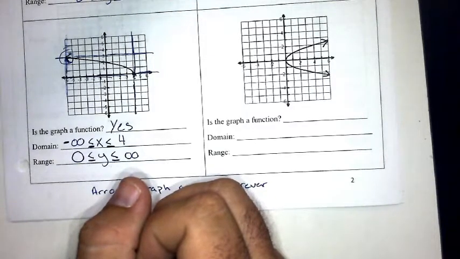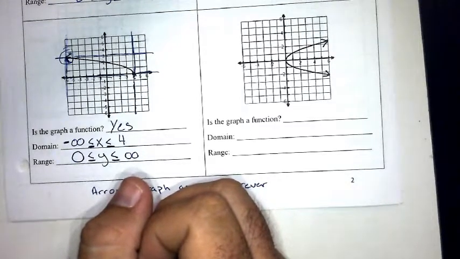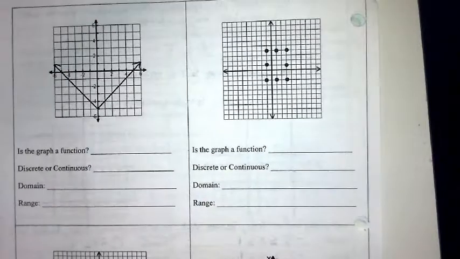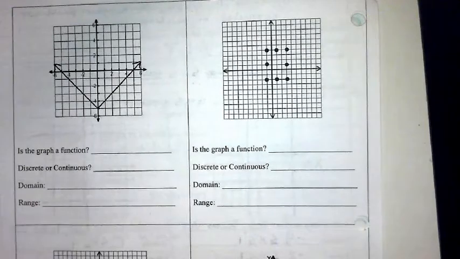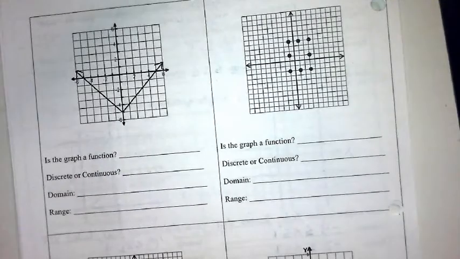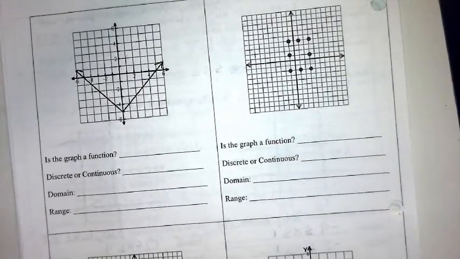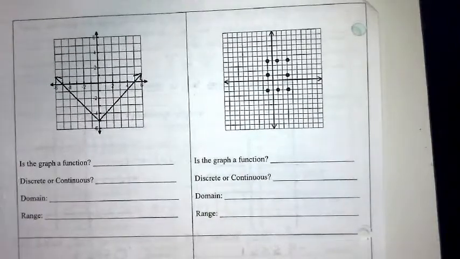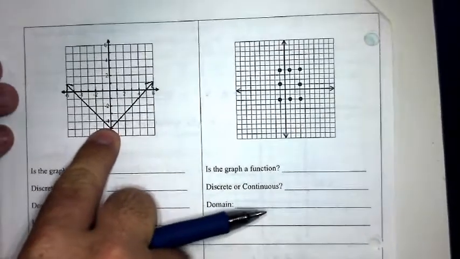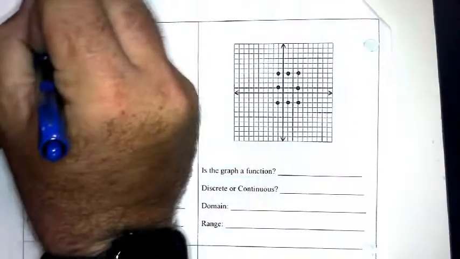All right, let's go to the next page because I want y'all to be able to work on your homework. We're only going to do two examples. We're going to do one continuous and one discrete. Looking at this graph right here, is it continuous or discrete? Continuous. I'm not going to write the whole word continuous because that's ridiculous. I'm just going to write the letter C. Why is it continuous? Because it has lines.